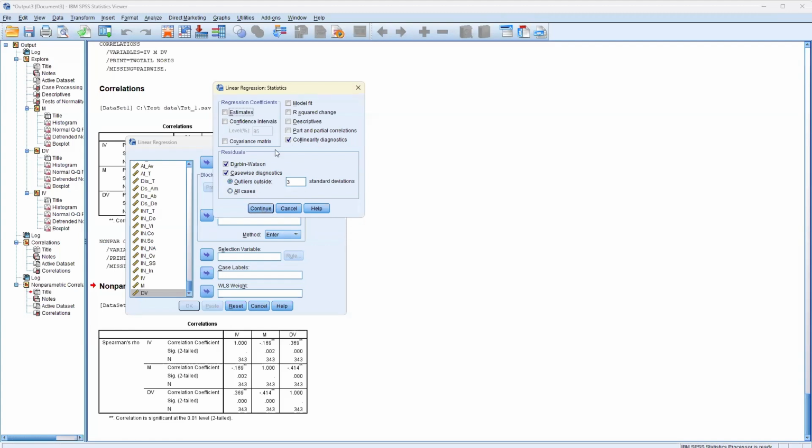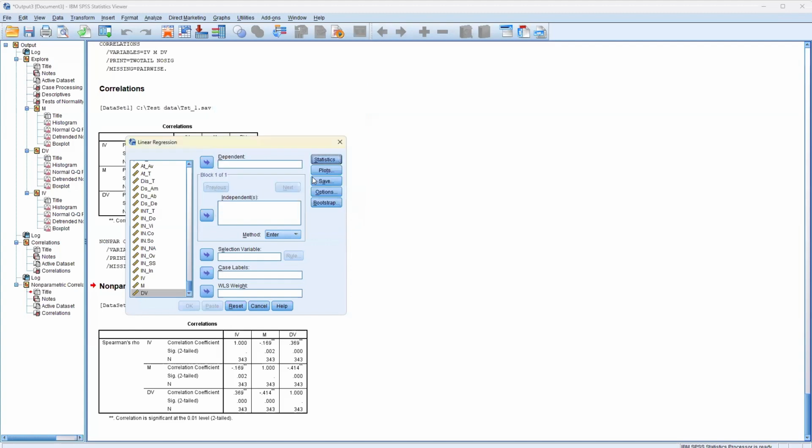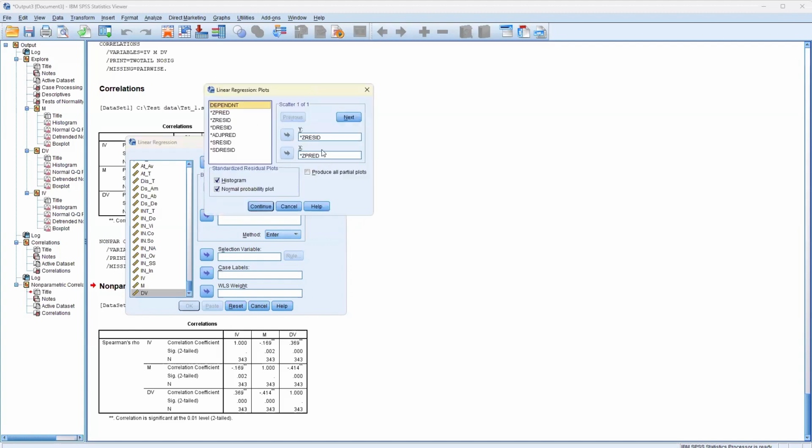Then you continue. Make sure all of these are ticked and then click Continue. Plots: you click on ZRESID and put it on the Y axis, ZPRED and put it on the X axis, and I did it actually before.